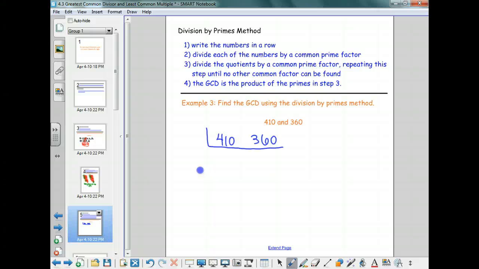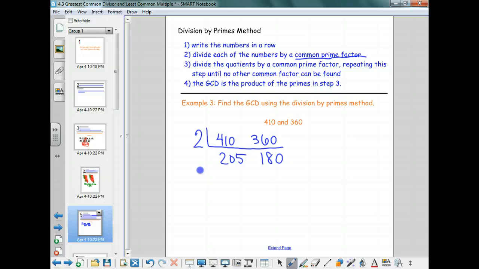What I have to do is look at both numbers at the same time and ask myself what goes into both of them. 2. Smallest thing, okay? 2. Because we're still doing common prime factors. See, it says divide each number by common prime factor. Okay, so what's 410 divided by 2? 205. What's 360 divided by 2? 180. Awesome. Okay, I can't divide by 2 again. Why not? Yeah, because 205 is odd.